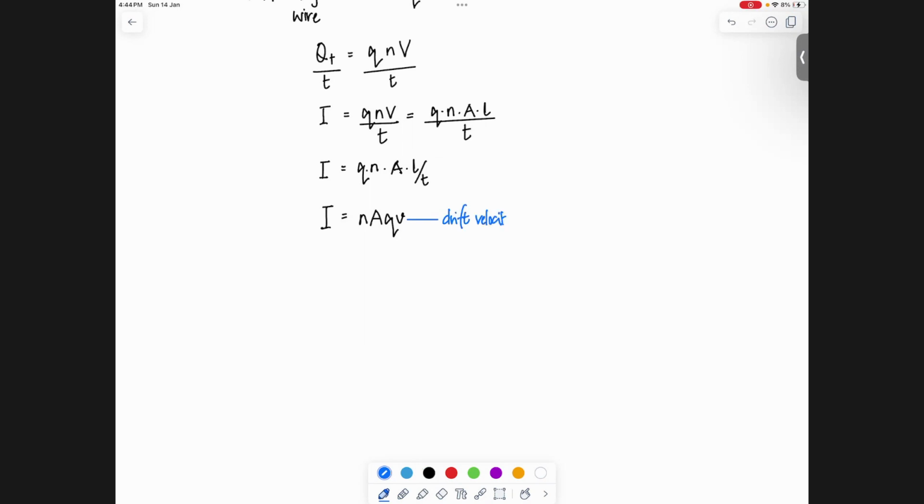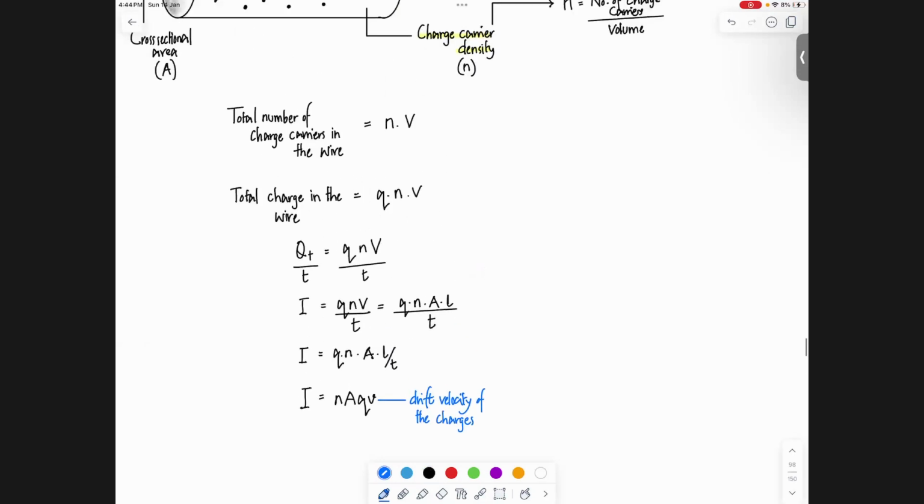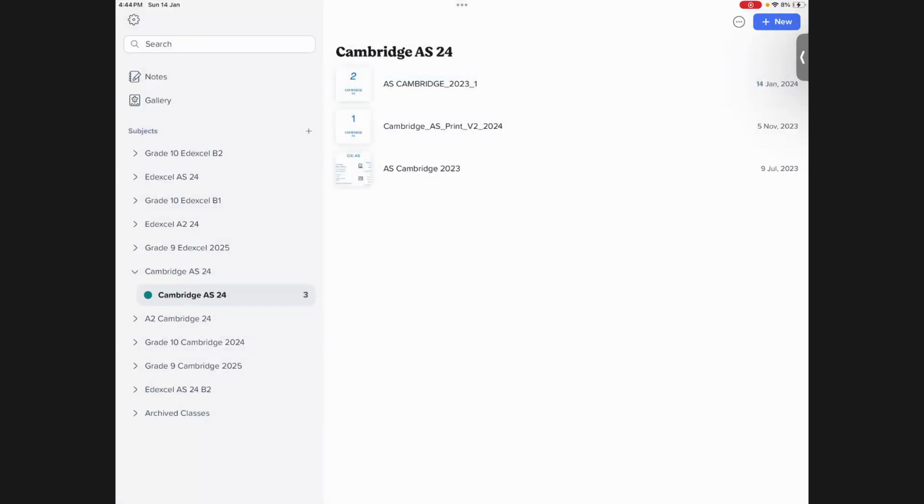Why drift velocity as the name? Why not just velocity? There's a big reason behind it, we'll understand that a bit later, okay? Drift velocity of the charges. Yeah, that's the derivation. Let me see, there was another version, I'm giving that to you.